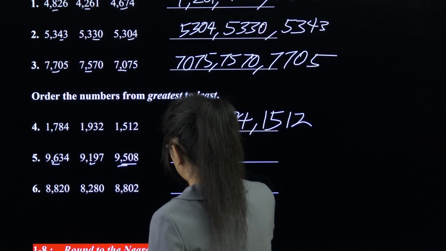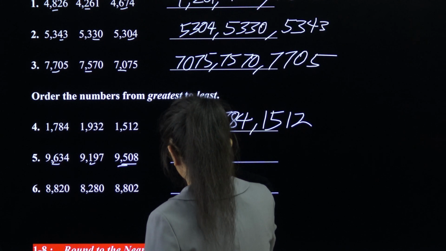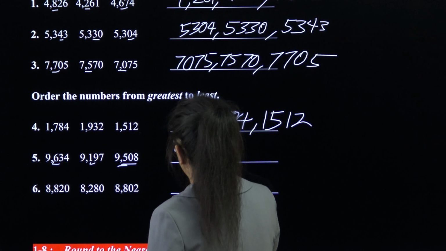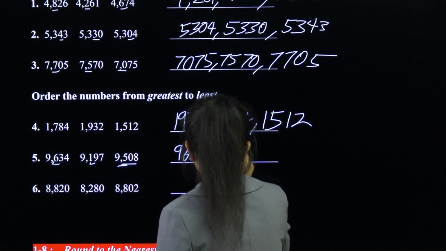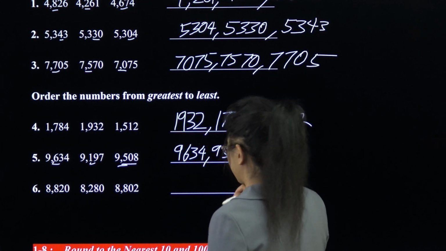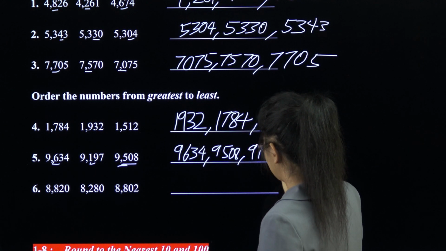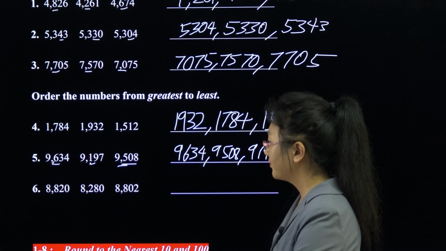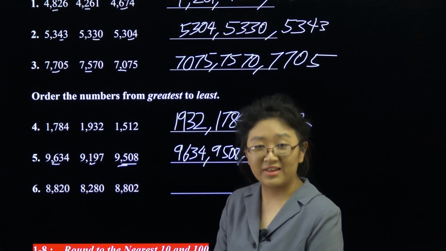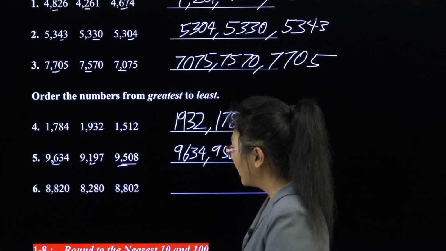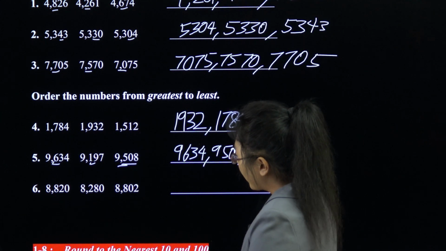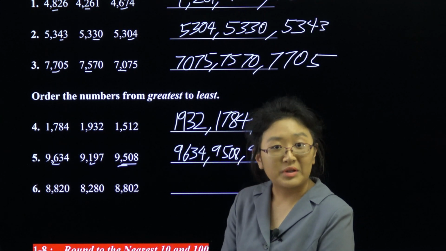So 9,634 is the greatest, 9,508 is the second greatest, and 9,197 is the least. It's the last and the least. Now for the last question of the section. Not time to slack off yet.